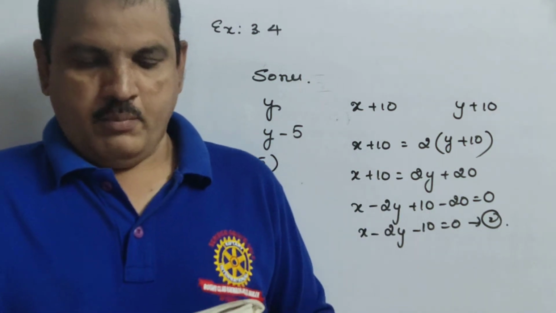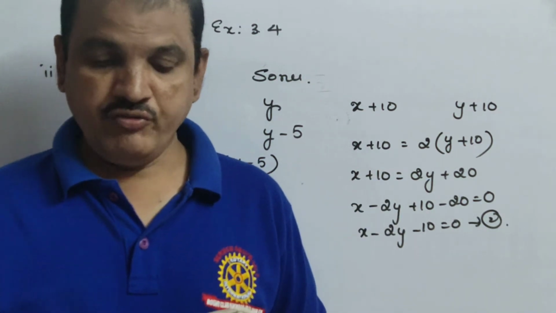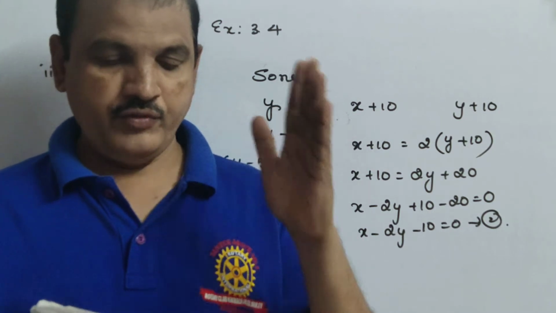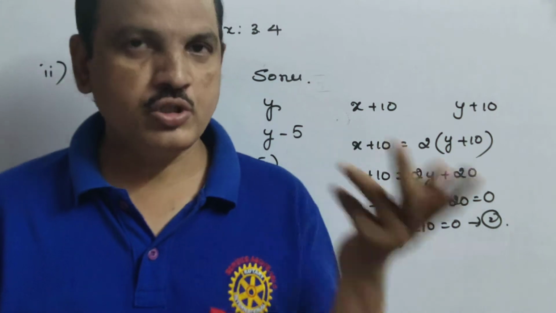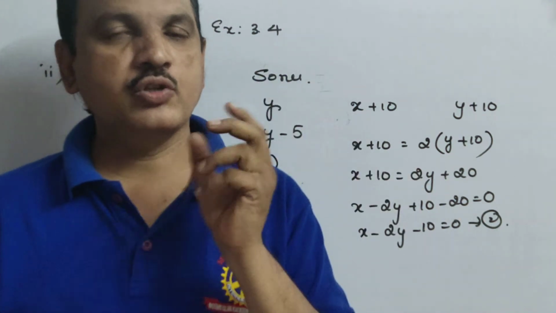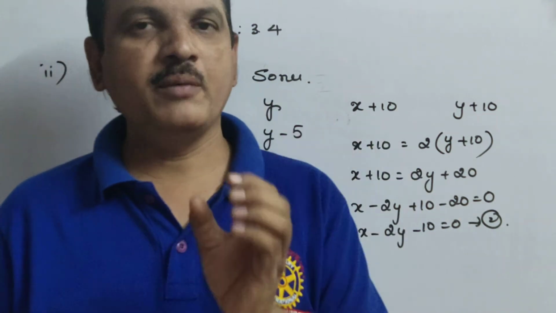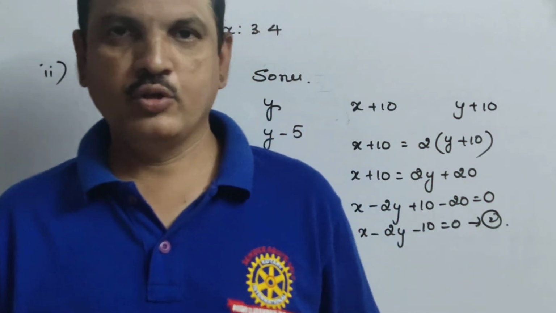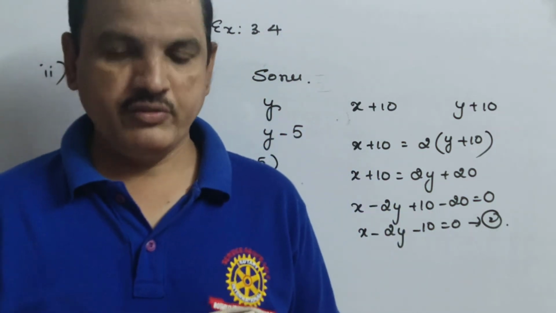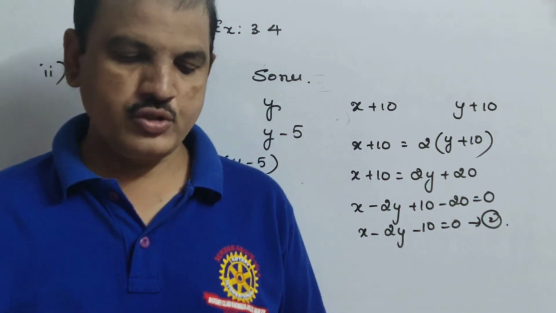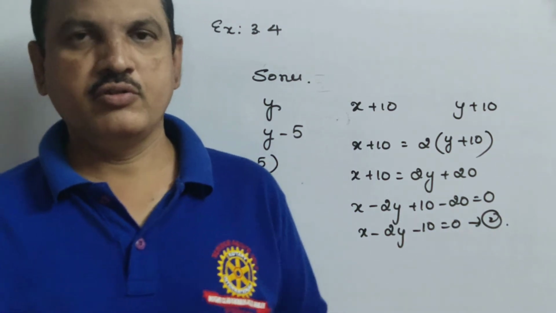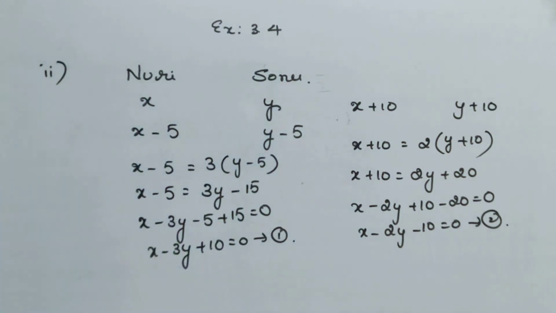Okay. But Meena got 25 notes in all, 50 rupees notes and 100 rupees notes together. We don't know how many 50 rupees notes or 100 rupees notes, but together she was given 25 notes. Okay, both together 25 notes. Find how many notes of 50 rupees and 100 rupees she received. Okay, now listen very carefully, children.